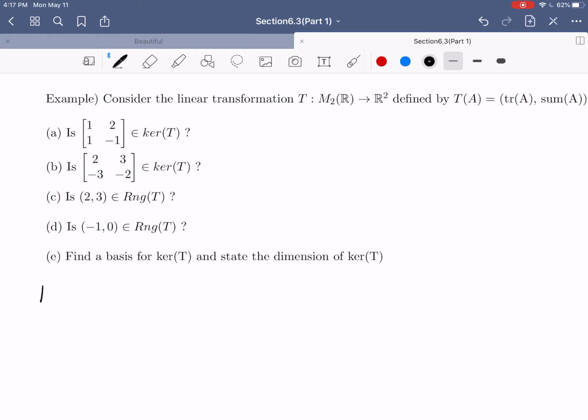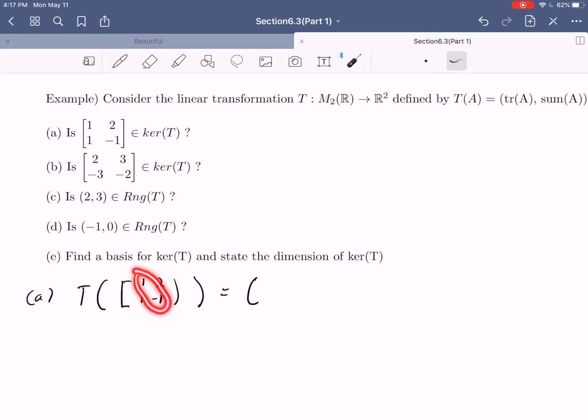Let's go ahead for A and actually just apply the transformation. So let's do our transformation of 1, 2, 1, negative 1, and see what we get. According to this, we should do the trace and then the sum. If we do the trace, we just sum up the diagonal elements. 1 plus negative 1 would be 0. And if we do the sum, we'd get 1, 3, 4, and then back down to 3. So the resulting vector would be 0, 3.